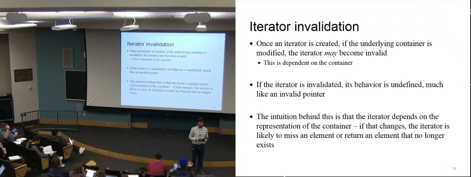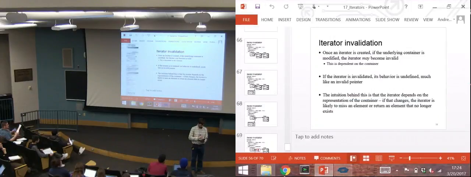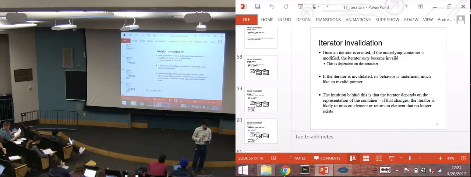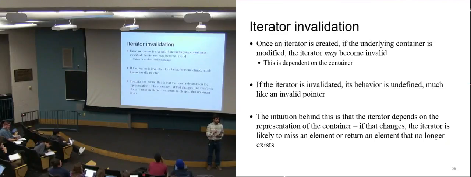All right, let's go through. I think we have enough time for one more example of things that can go wrong with iterators. Here's something complicated that iterators share with pointers. You can create an iterator, but if the container is modified, the iterator might become invalid.